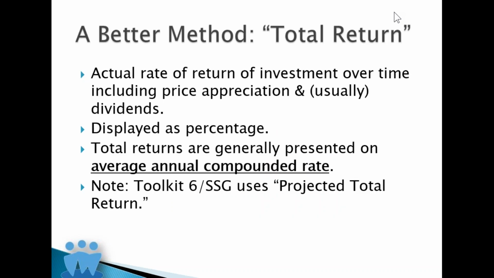But the better approach is to look at what we call the total return, which is the actual rate of return of the investment over time, including the appreciation of price. And usually that includes dividends as well, because if stocks pay dividends, that's part of your return. And so you want to add those in to calculate your total return percentage. Now, we usually display total returns on an average annual compounded rate.